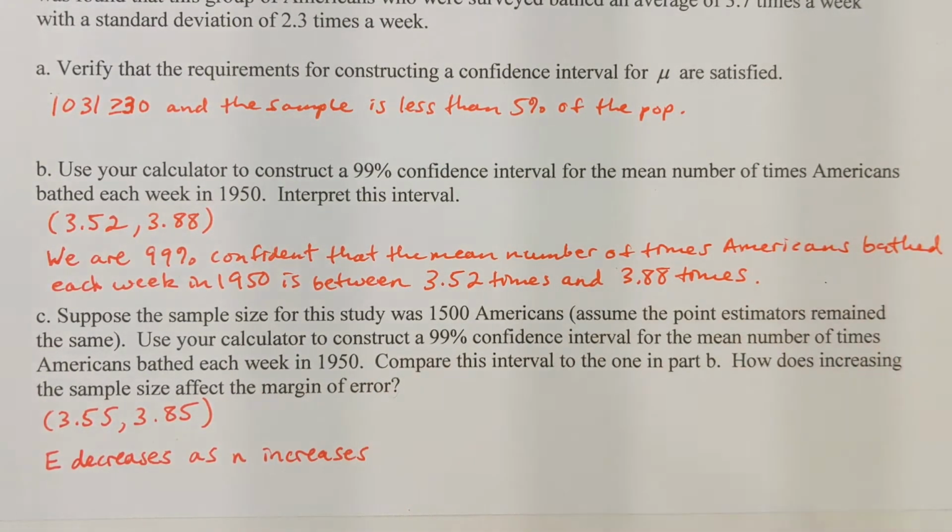Now in part C, it says, suppose that the sample size for this study was 1,500 Americans, and assume that the point estimators happen to remain the same, just for the sake of calculations here. Use the calculator to construct a 99% confidence interval for the mean number of times Americans bathed each week in 1950, and then we'll compare that to what we did in part B.